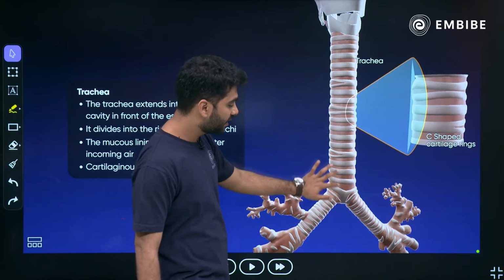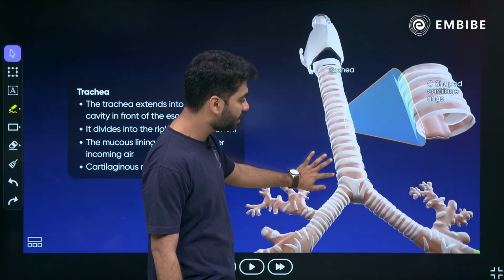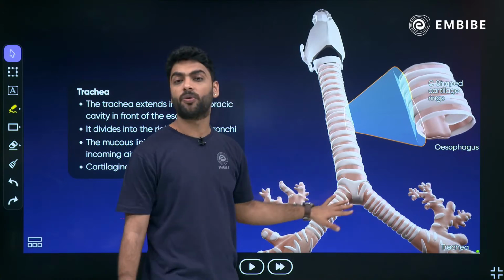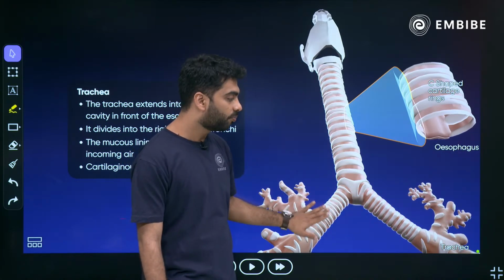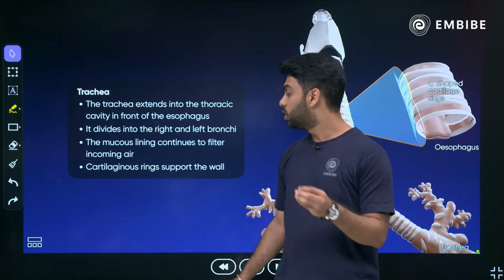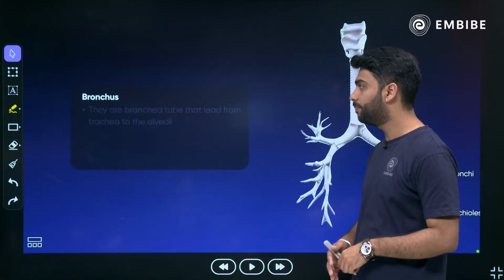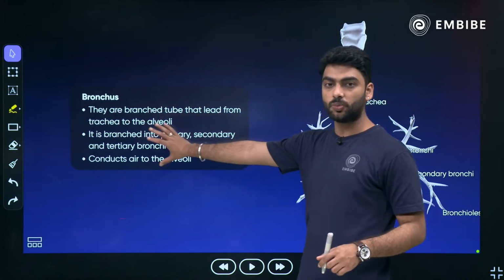And you can see कि ये जो trachea है, it ends in left and right bronchi. Left and right bronchi. ठीक है? Talking about left and right bronchi, bronchus divides into bronchioles.